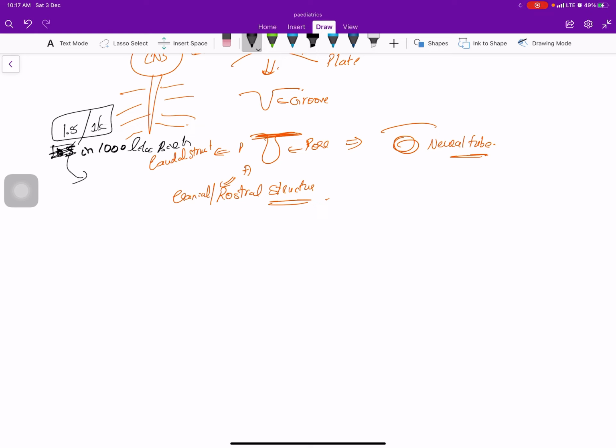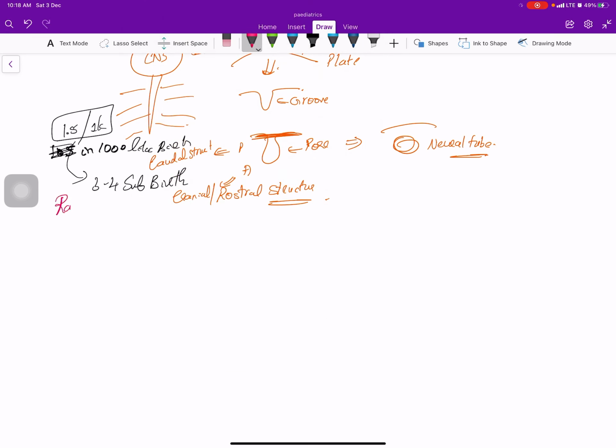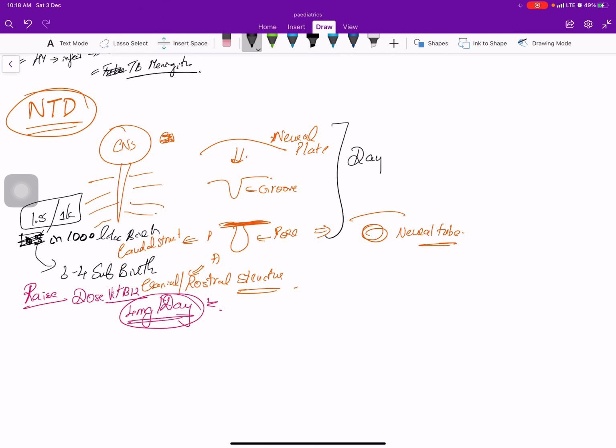And if a mother does have a kid with a neural tube defect the first time around, then the chances increase 3 to 4 times in subsequent births. That's why the gynac tie-in would be to raise the dosage of folic acid to a therapeutic dosage of 4 milligram per day. Now when does all of this occur? All of this occurs on day 24 to 26.